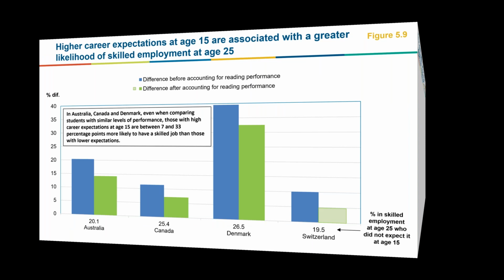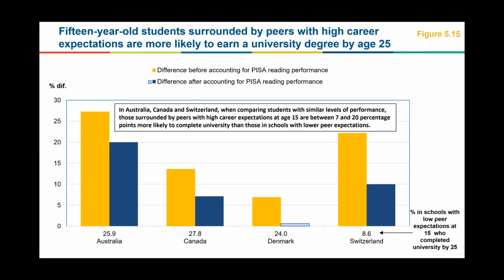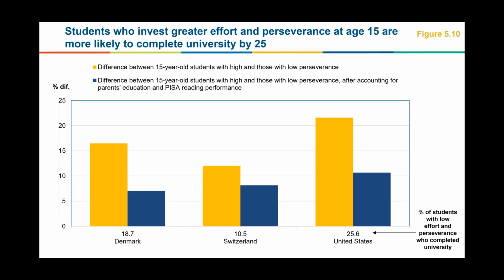The peers around you, the expectations of your peers in the university, even after accounting for reading performance, are an important predictor for getting a university degree by age 25. So having students around you who have higher levels of ambition actually is a good predictor for yourself actually completing higher levels of education qualifications, even after controlling for learning outcomes. Students who invest greater effort and perseverance at the PISA test are more likely to complete university by the age of 25 as well.